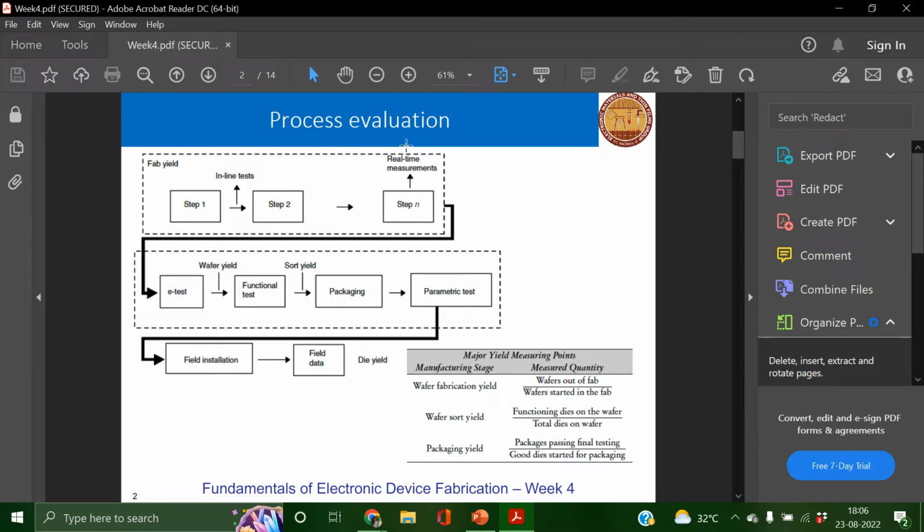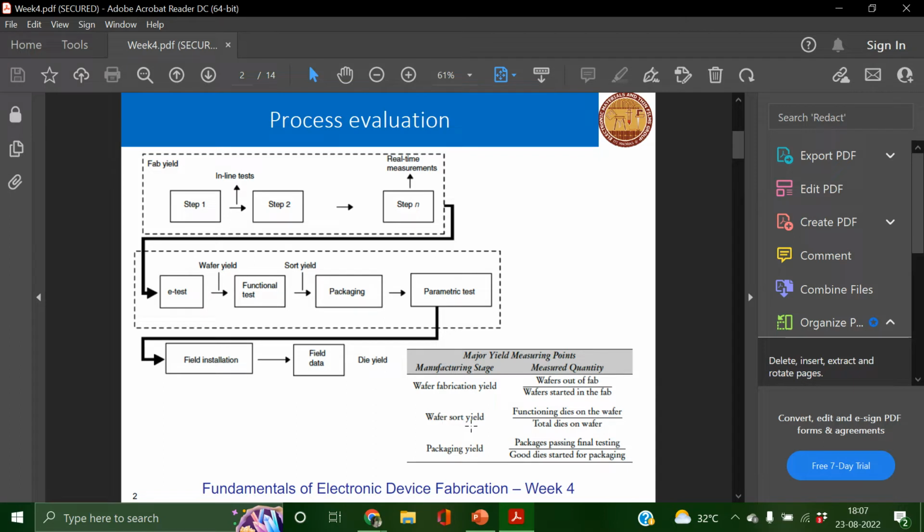Therefore, we will be including process evaluation steps at the end of each process, and this evaluation is carried out using different parameters that are known as yield. Different yields include wafer fabrication yield, wafer sort yield, and packaging yield. It's important that you memorize what is meant by all three of these yields. Fabrication yield means the wafers out of a particular fabrication divided by the wafers that started in the fabrication. Each of these fabrications will be from a particular station, and the cumulative fabrication yield will be a product of the fabrication yield from all of the stations.